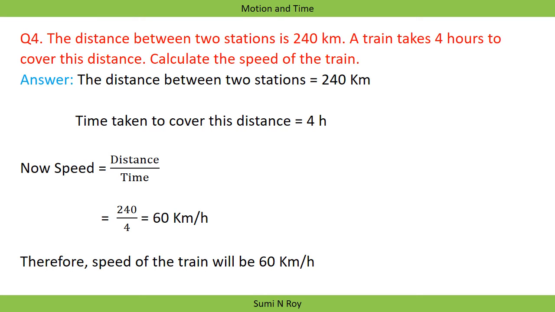Now we know the formula of speed is distance by time. Now we will put the values which are given. Distance is 240 and time is 4. Now after calculating we will get 60 km per hour. So here students, you have to always remember that the units are very important. Whenever you are going to solve a numerical, you have to write the units. So what the final statement will be, therefore speed of the train will be 60 km per hour.